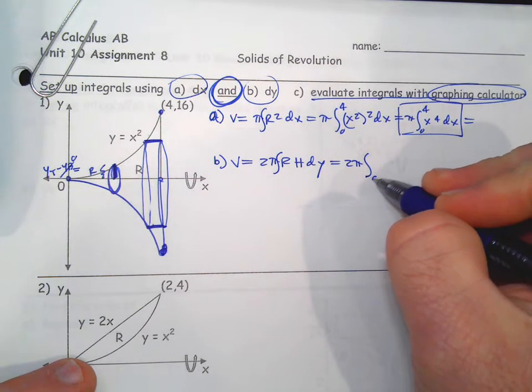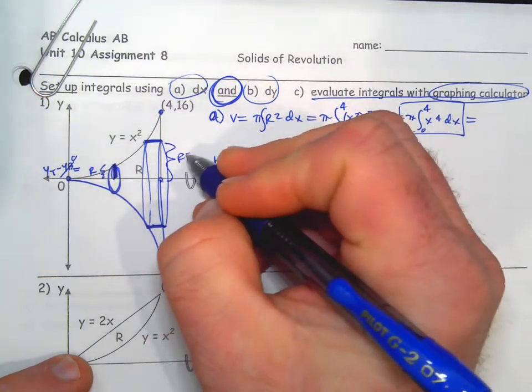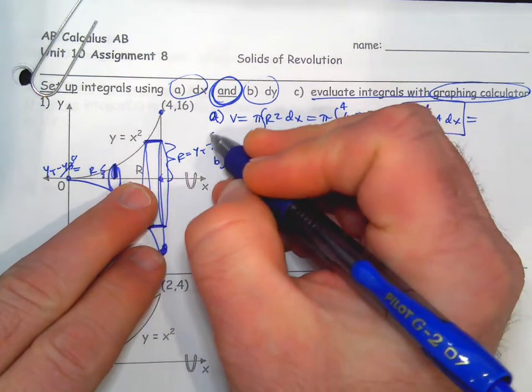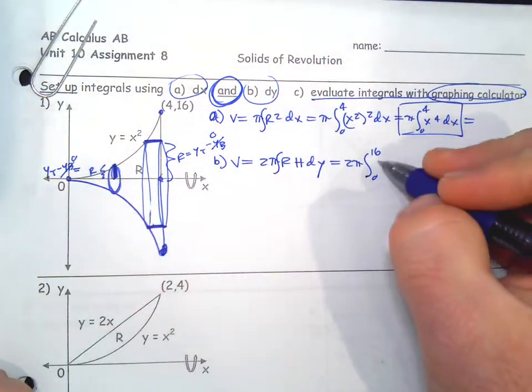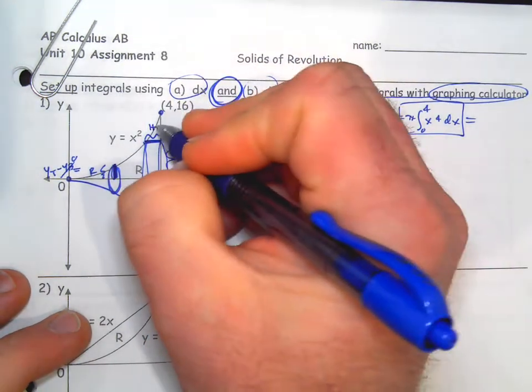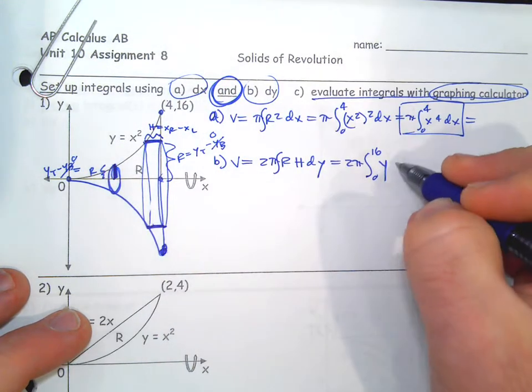The limits are going to be 0 to 16. The radius is y top minus y bottom. Now, y bottom is 0, and y top is just whatever y value we're at. It's just y. The height depends on the curve. So it's x right minus x left. Now, x right is always 4.